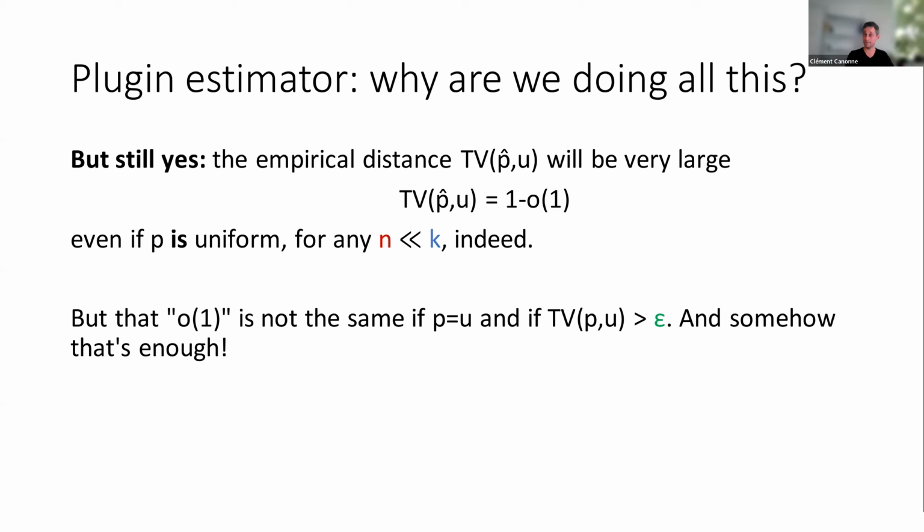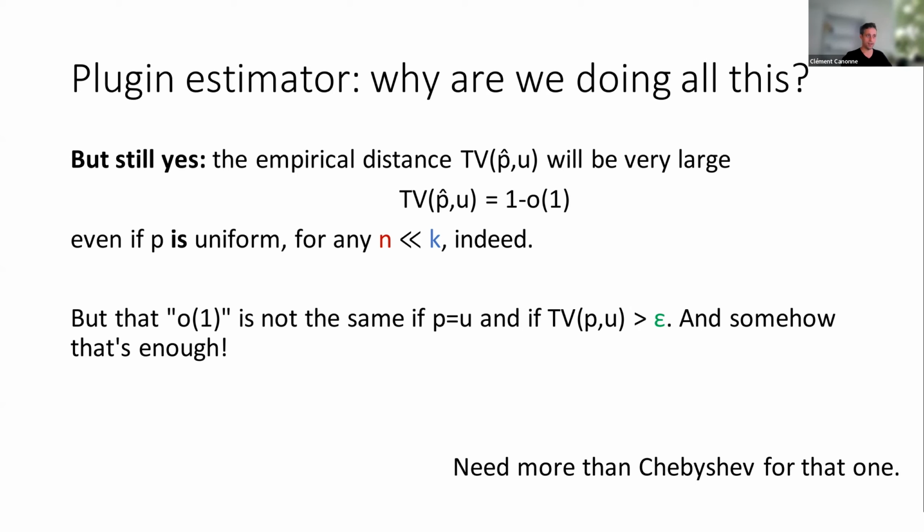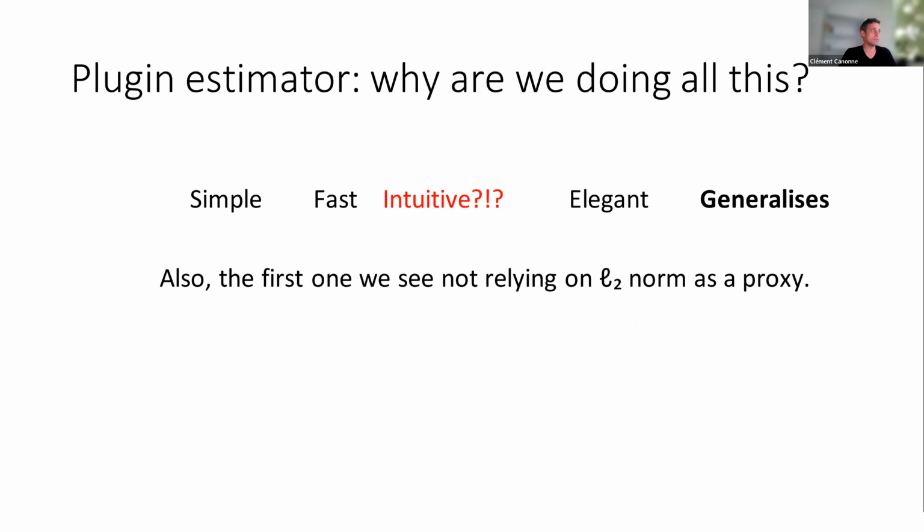And so again, that's kind of comforting because take the empirical and compute things on it seems like a very natural idea. For this one, you need a lot more than Chebyshev's inequality, but it's a fairly complicated paper. Maybe not as simply written as it could be, but even there. So that's this one. It's simple, it's fast. I would say it's not intuitive because for maybe 15 years, people were convinced it didn't work. So it's not just me. It is elegant and it generalizes in some nice ways.